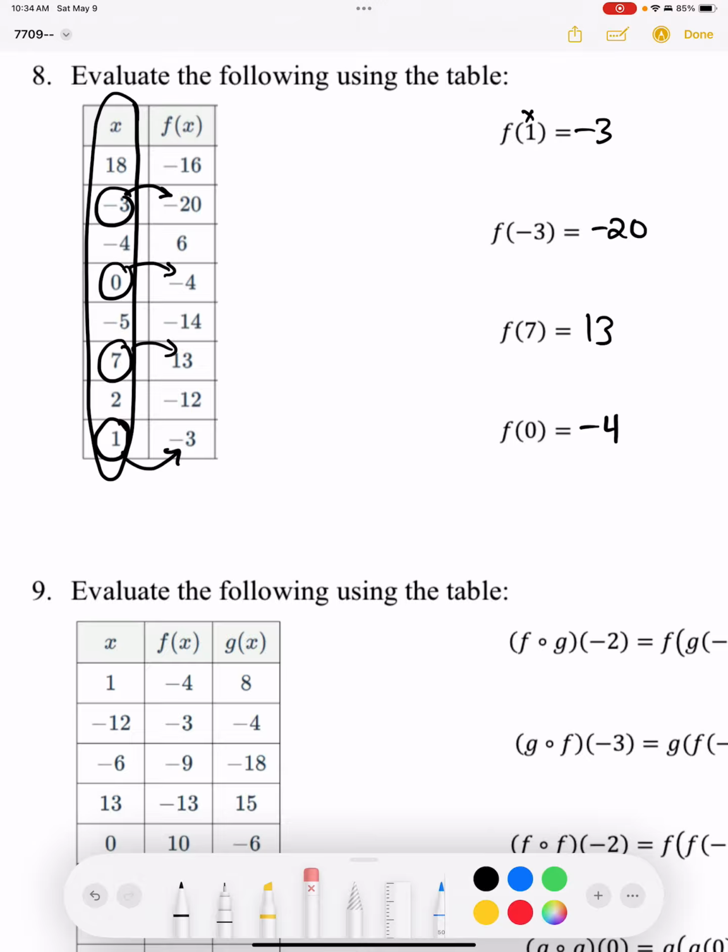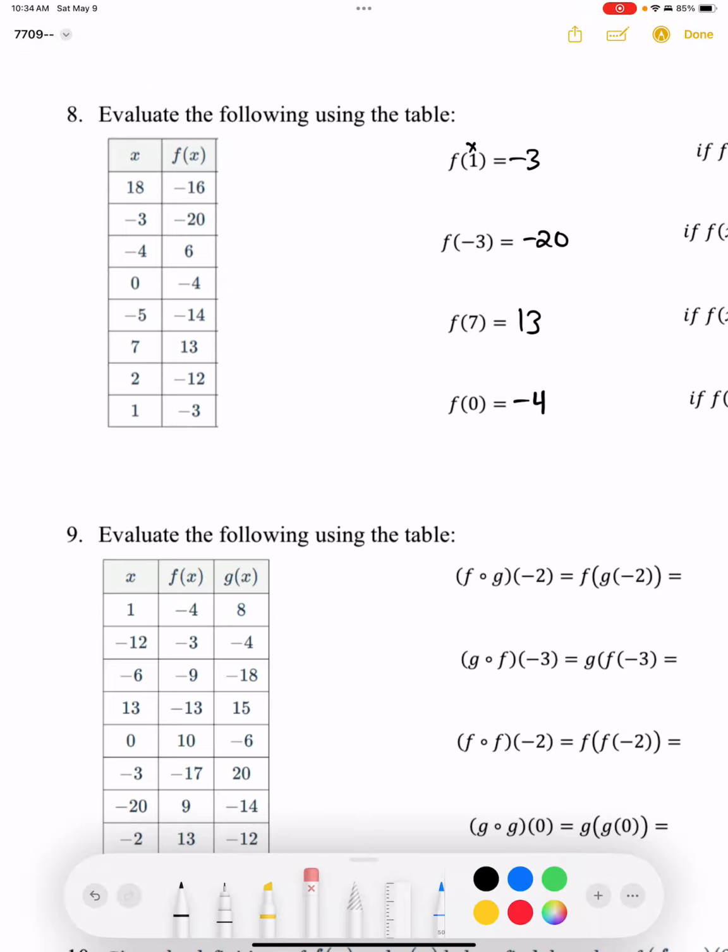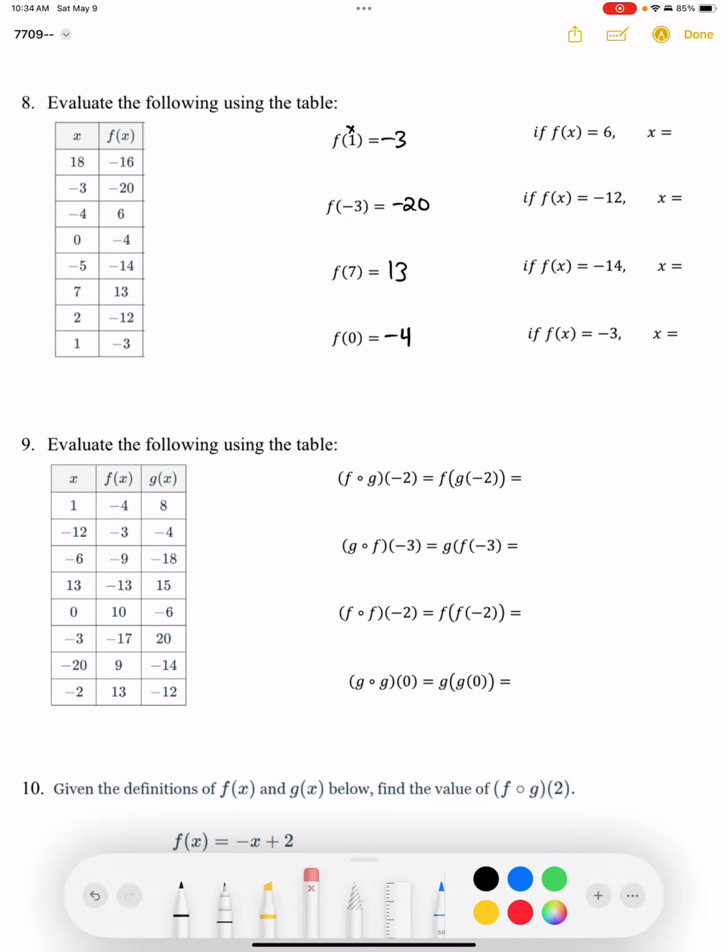And that's it. For the ones on the right side, this is again backwards. It's saying what x would, so if f of x equals 6, then what was x? So if the answer is 6, then what was the initial starting value? So now you're going backwards. You're starting on the right side. If the answer is 6, then the x had to be -4. If the answer is -12, then the x had to be 2. If the output is -14, then the x had to be -5. If the output is -3, then the input had to be 1. Okay, so those you go backwards.